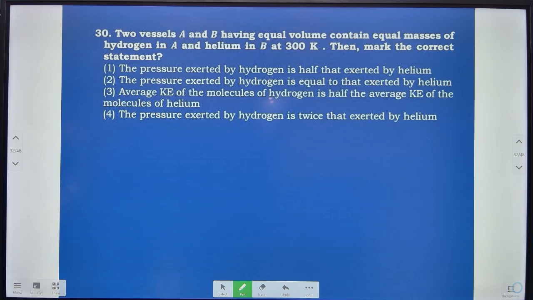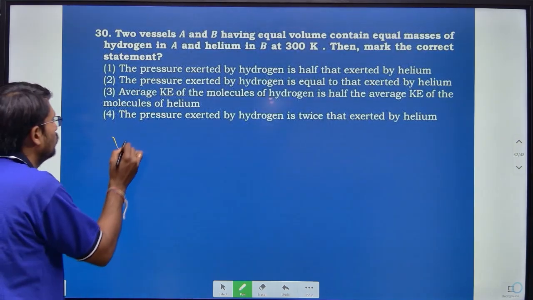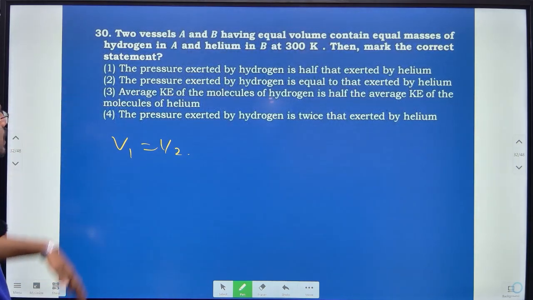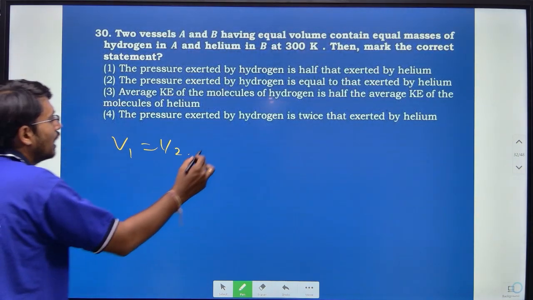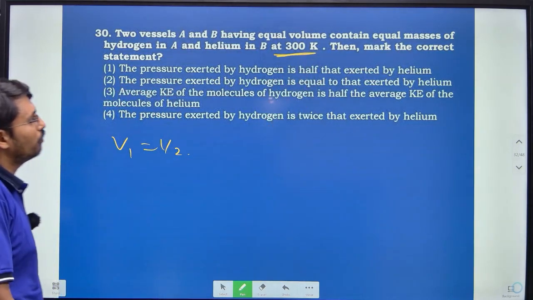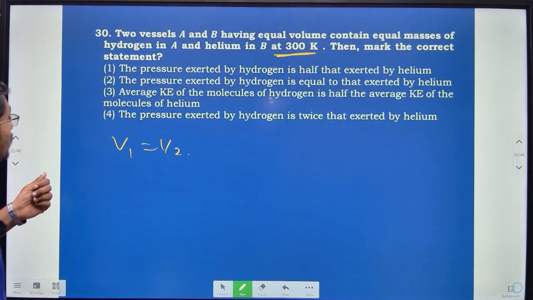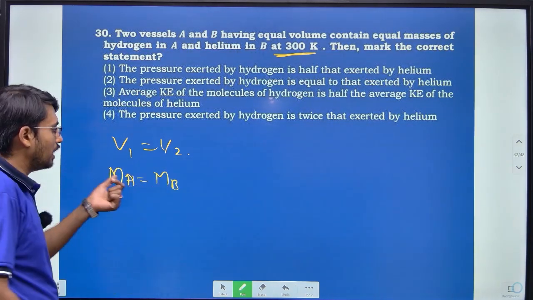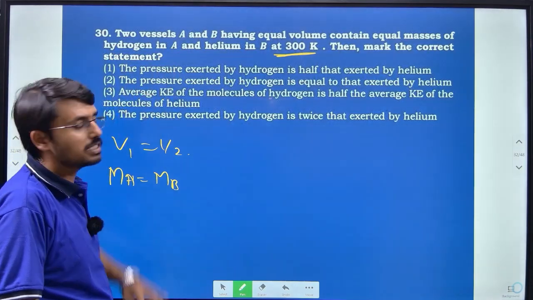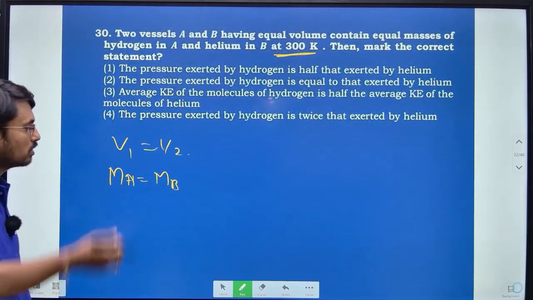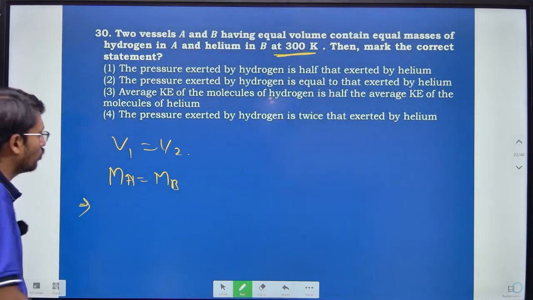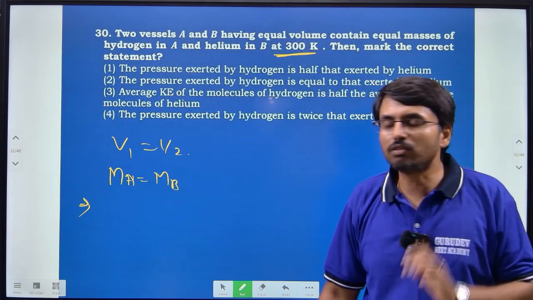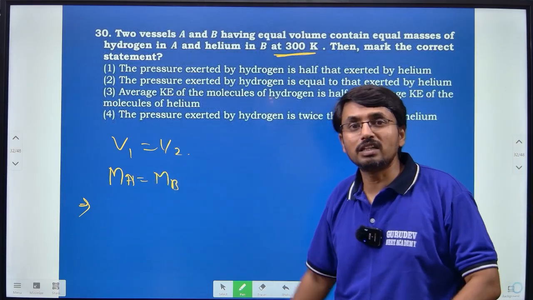Next, two vessels A and B having equal volume, so volume of one equals volume of two, have equal masses of hydrogen in A and helium in B. The temperature is also fixed. Which one is the right statement? They have given mass of A equals mass of B. A contains hydrogen and B contains helium, with the same volume, and mass is also the same. We know the molar mass of hydrogen is 2 and the molar mass of helium is 4. If the volume is the same and mass is also the same, the number density will be different.